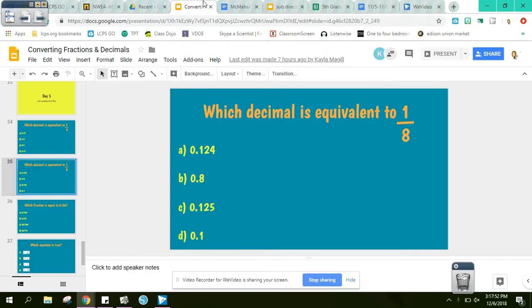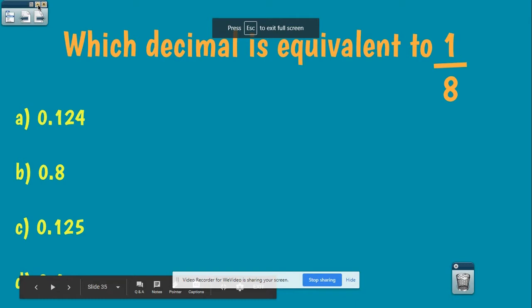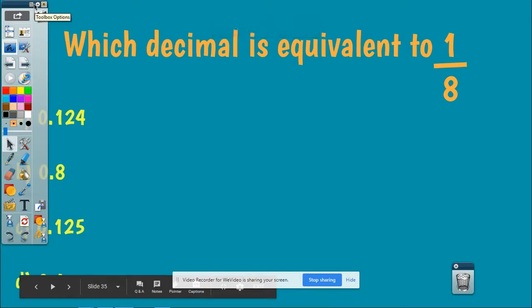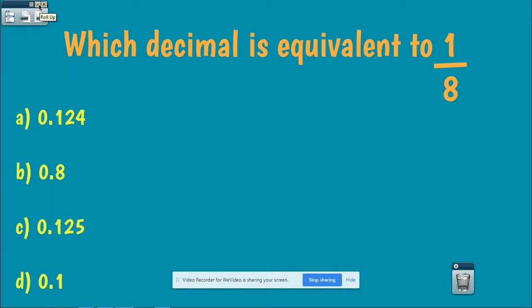Hello, you are here because you feel pretty confident with converting decimals and fractions, but you know that you should probably do a little bit of extra practice before you go and take your quiz. So here we go. You should have your headphones in, and you should also have a whiteboard and a marker. First question, which decimal is equivalent to 1/8?